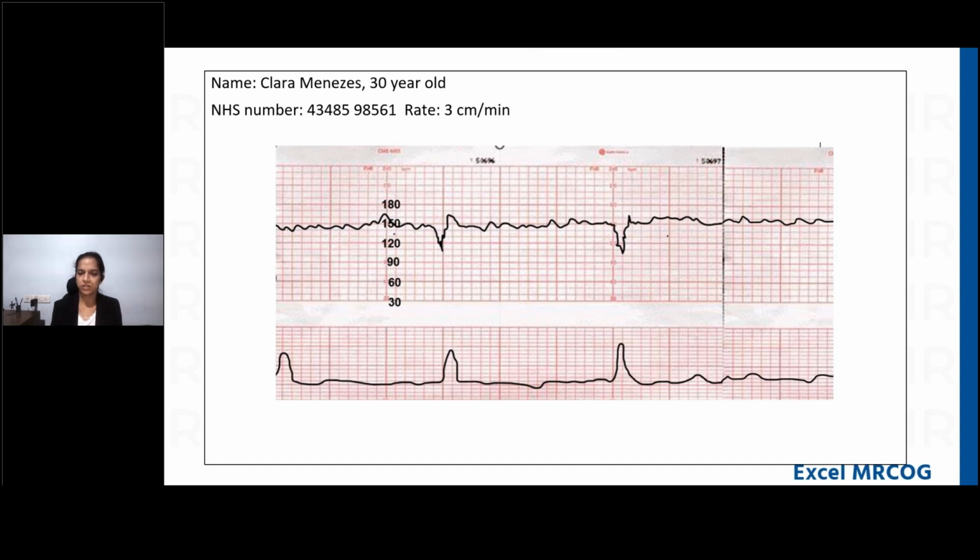Doctor, actually, this patient had meconium and she was 4 centimeter dilated. And that's when they started the CTG. So, what is the correlation?